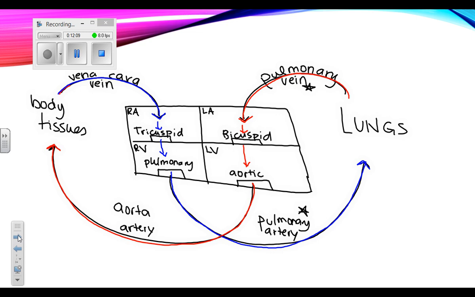But the pulmonary artery and the pulmonary vein are weird. That vein has oxygenated blood, which is unusual. It is the exception to the rule that veins don't have oxygen in the blood. The pulmonary artery is deoxygenated. That's the exception to the rule that arteries have oxygenated blood. So I'm putting a little star here for now.